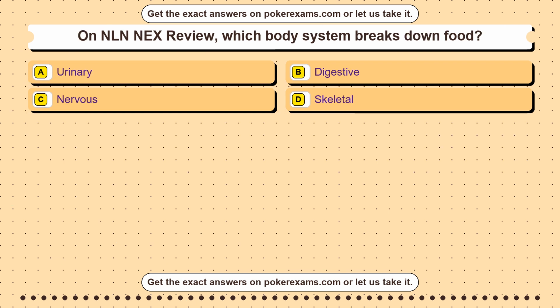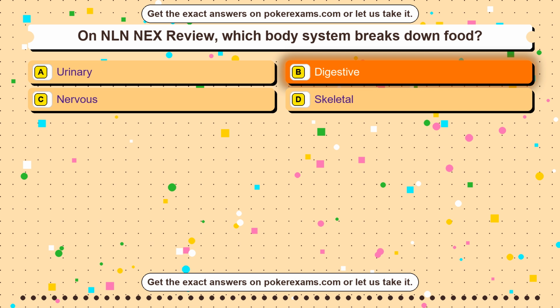Question 24. On the GED reading practice test, which GED subject focuses most on interpreting experiments and data? Option A: geometry. Option B: science. Option C: social studies. Option D: RLA. The correct answer is option B.